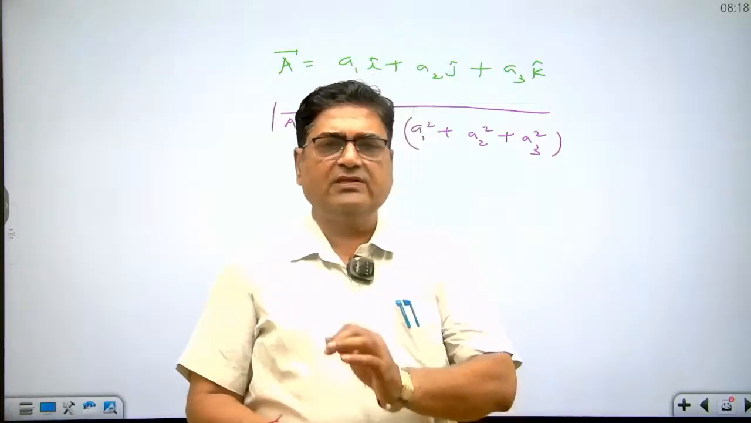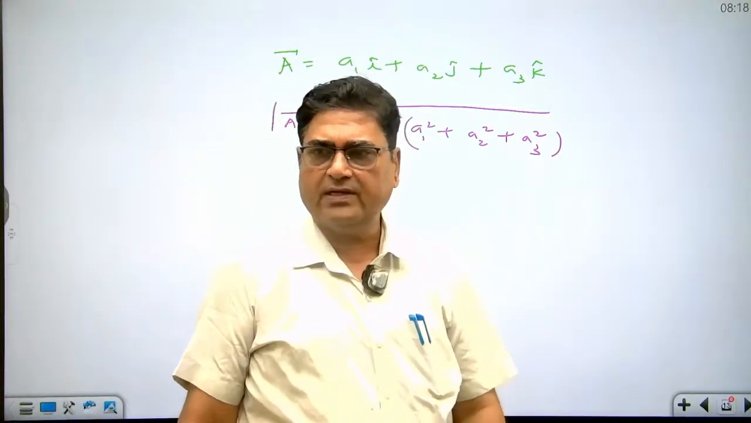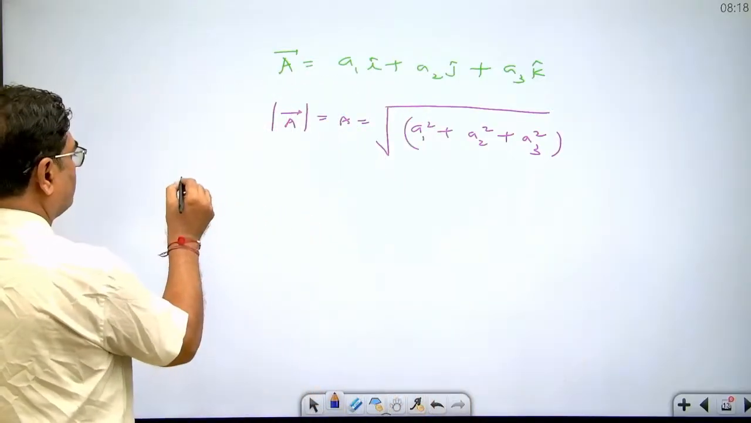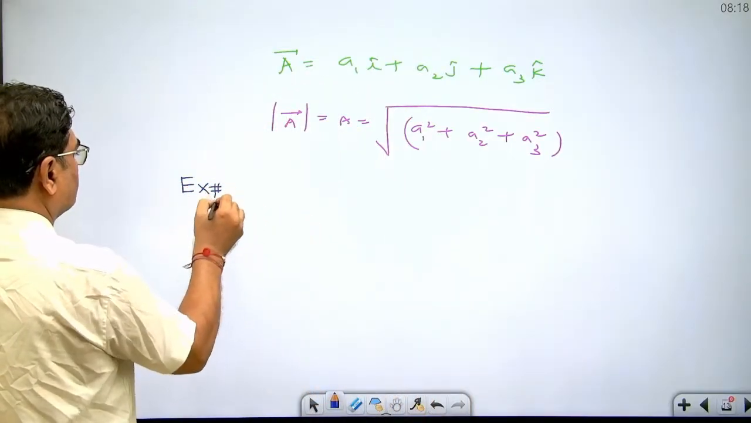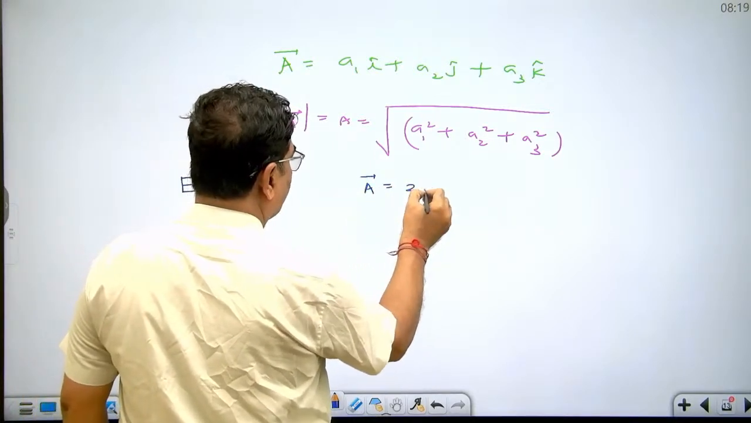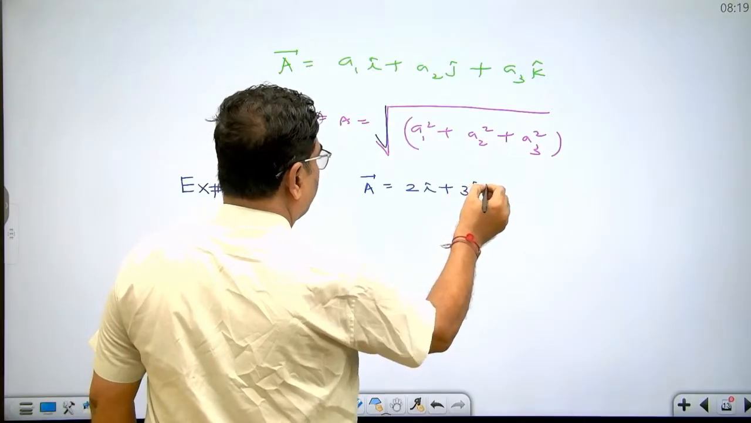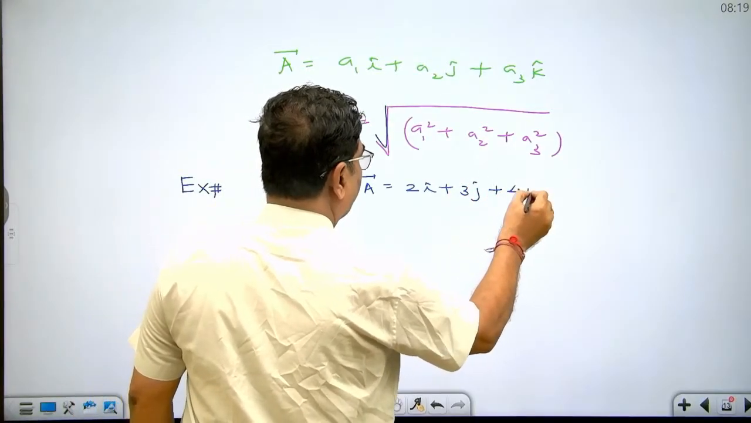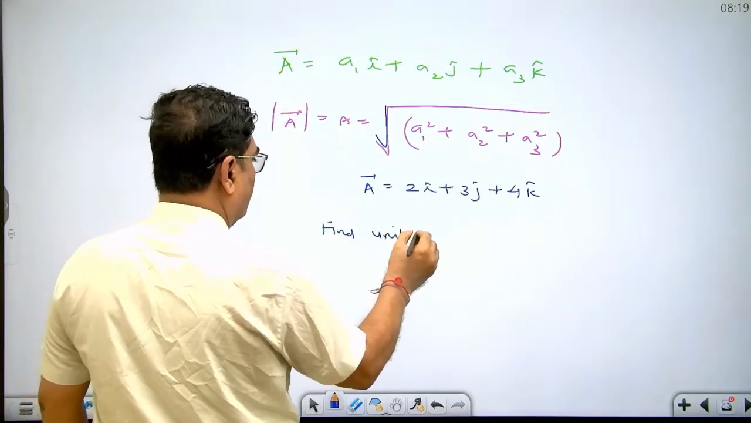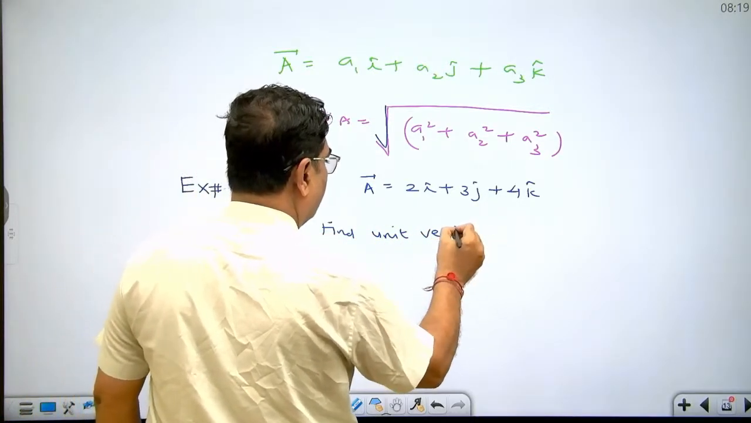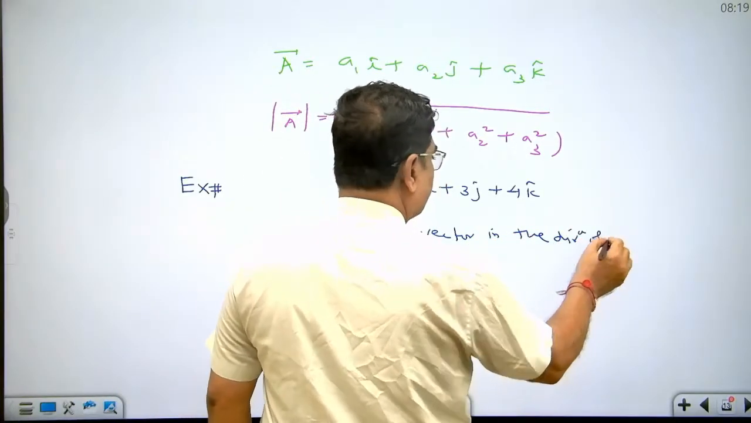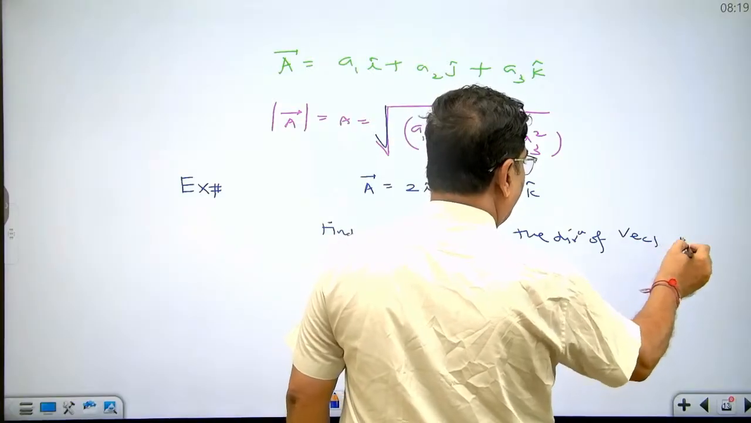So dear student, now we will solve a simple problem to find the unit vector. Okay, let's see a question. Suppose vector A is like this, 2i cap plus 3j cap plus 4k cap. Then find the unit vector in the direction of vector A.